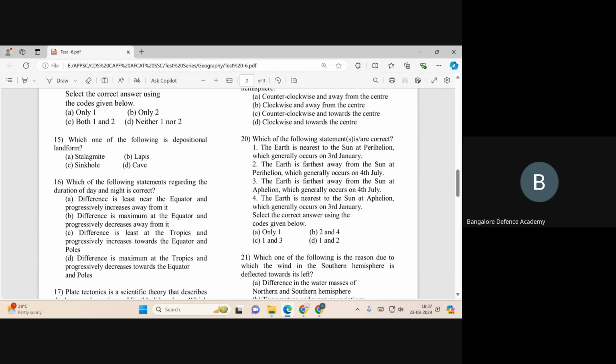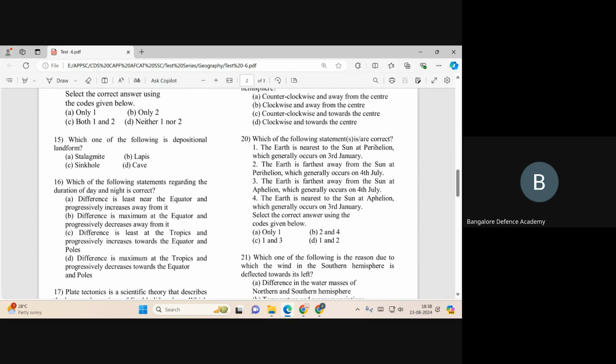I told you, aphelion means away, and away means the distance will be more. Perihelion, peri means near. That is how I remember it: peri means very near. So perihelion means Earth is nearest to the Sun.